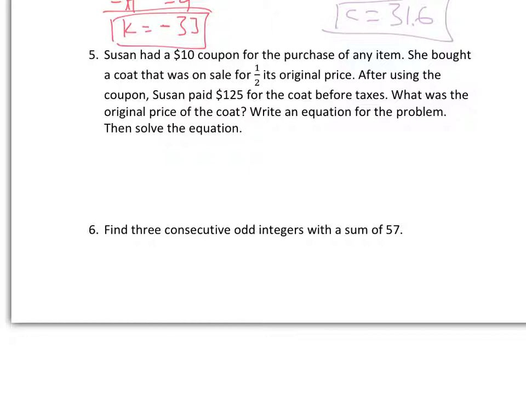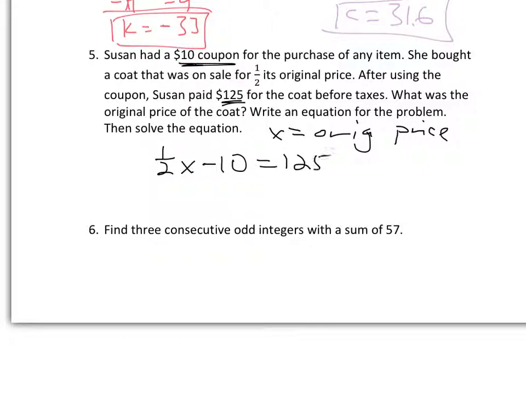So she paid $125, right? Let's say X is the original price. Okay, so it was on sale for half, so 1/2 of the original price times X, minus 10. She took $10 off of it for the $10 coupon. That's equal to the $125 that she paid.